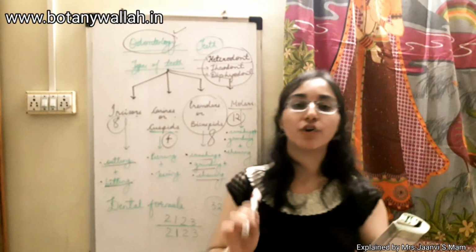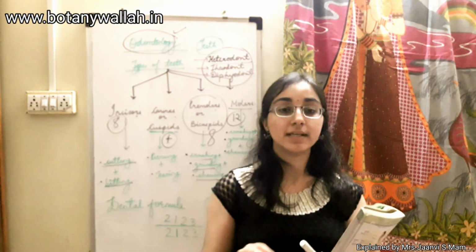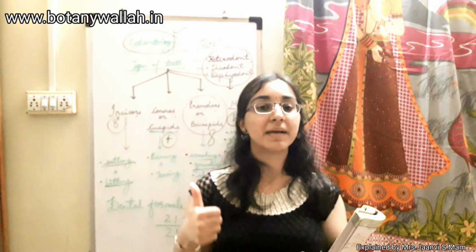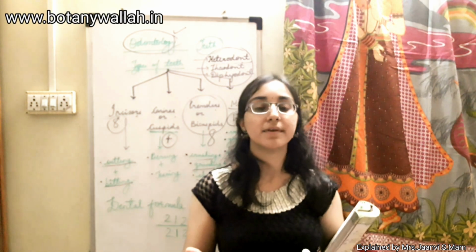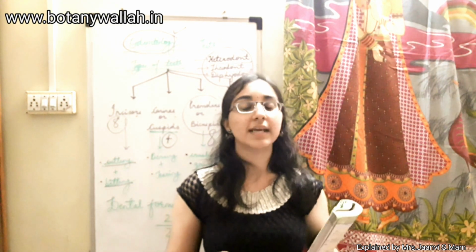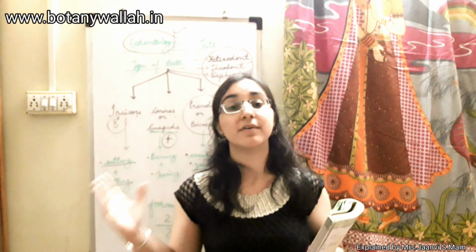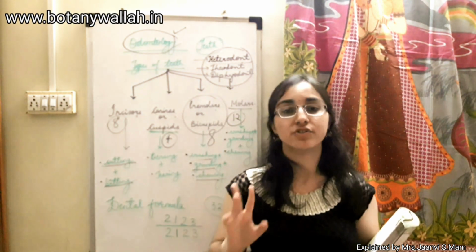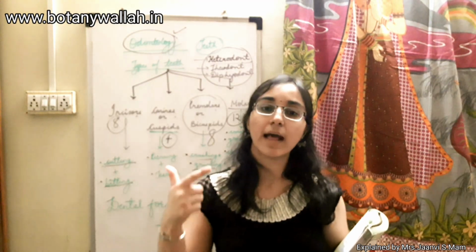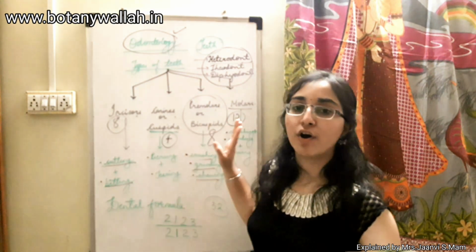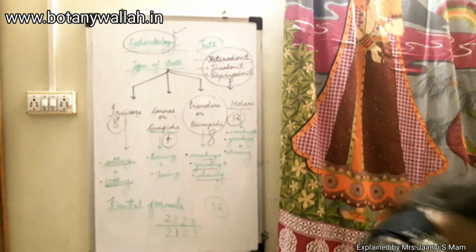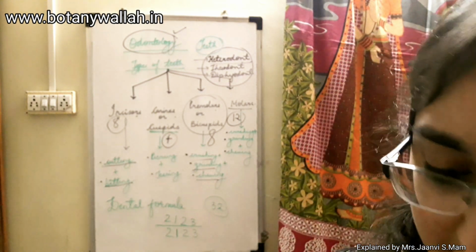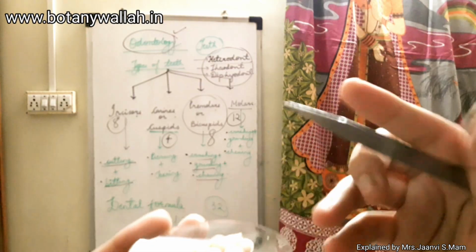Last is diphyodont. Human beings get two sets of teeth. First is the milk teeth and the second type is the permanent teeth. So we say diphyodont type of dentition. In the whole lifespan, they get two sets of teeth, milk teeth and permanent teeth. So diphyodont dentition.